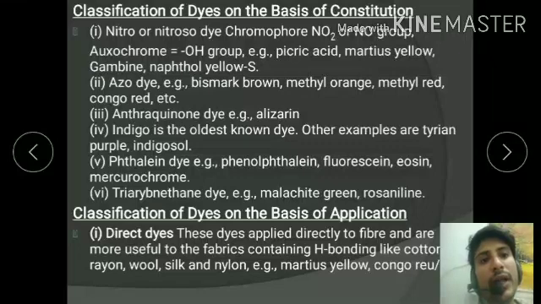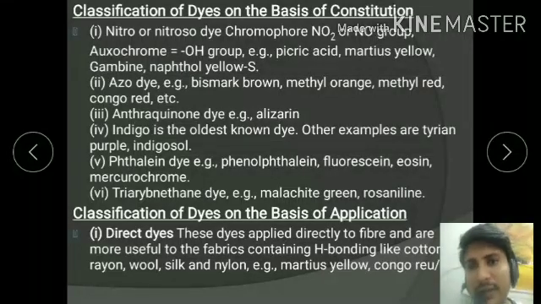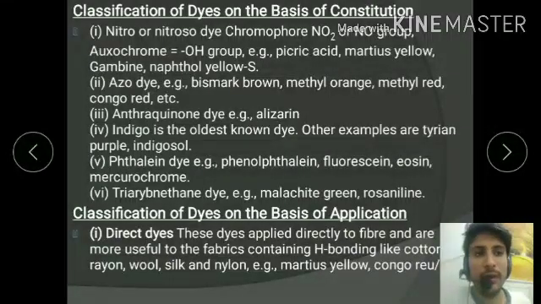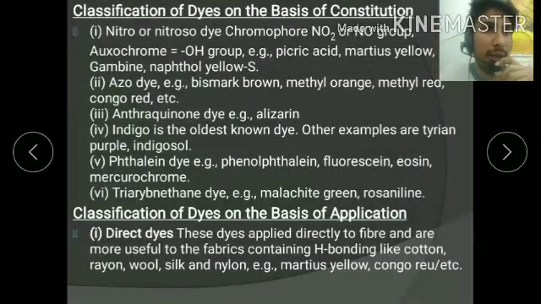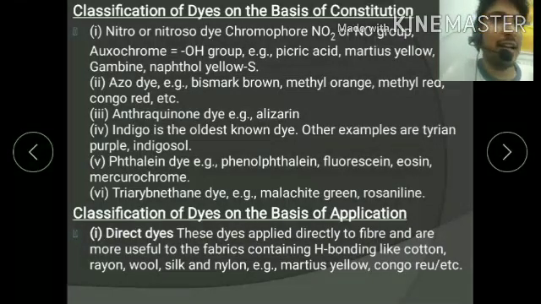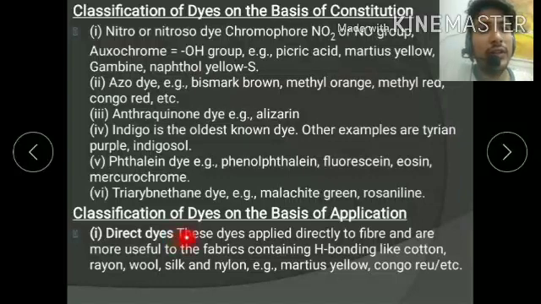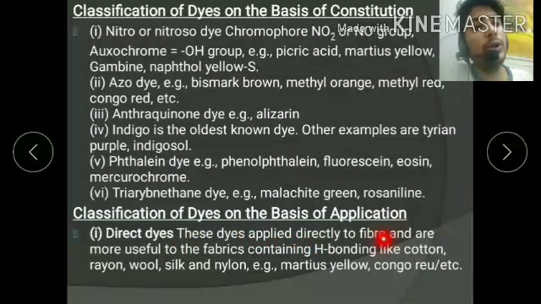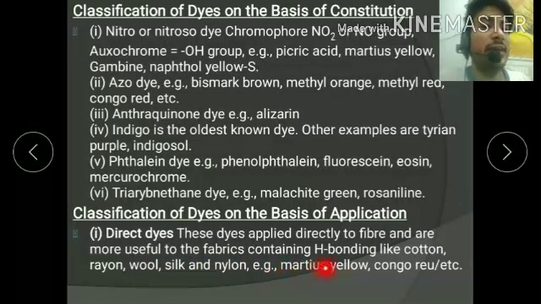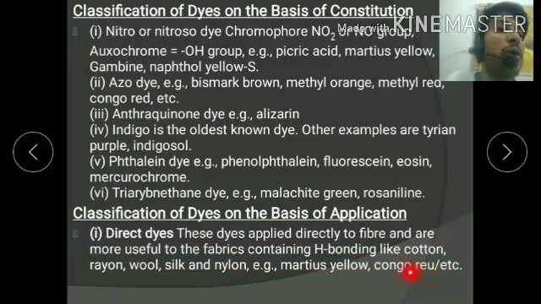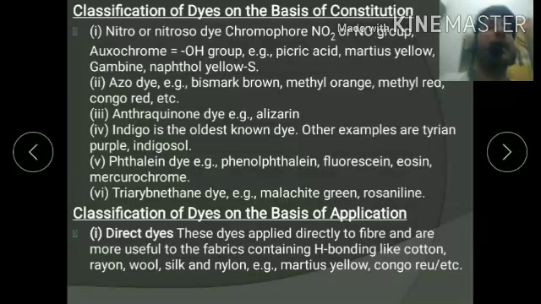Now the classification of dye on the basis of application. It is important. I would like to tell you, it is important. You will get the question from this part. Importance: classification of dye on the basis of application. First one is direct dye. What is the meaning of direct dye? These dyes apply directly to the fiber and are more useful to fabrics containing hydrogen bonding like cotton, rayon, wool, silk and nylon. Example, Maltese yellow and Congo red. Congo red and Maltese yellow are examples of direct dye.